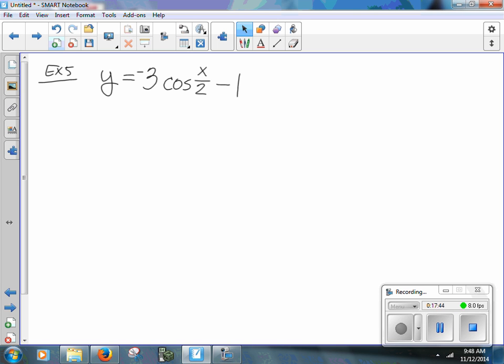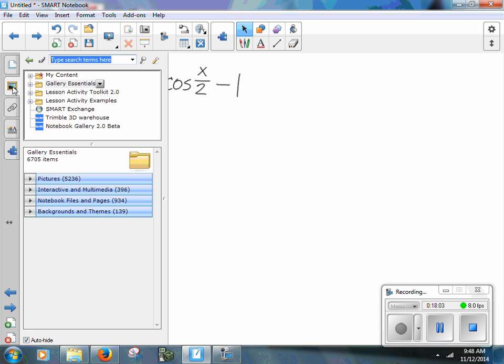Do this one on your own, or you can pair up if you want to. I don't care. -3 cosine x over 2 minus 1. You may have to rewrite it to make it look the way you want it to. You've got 2 minutes.